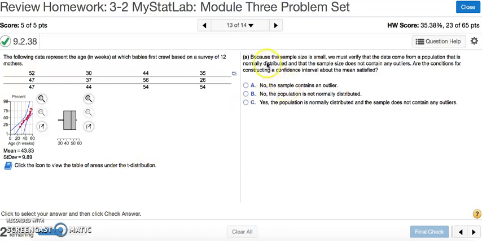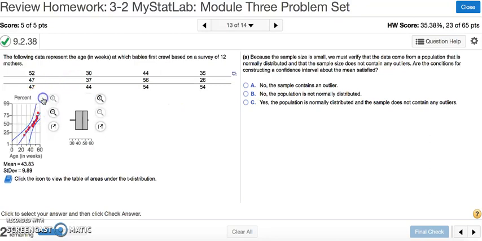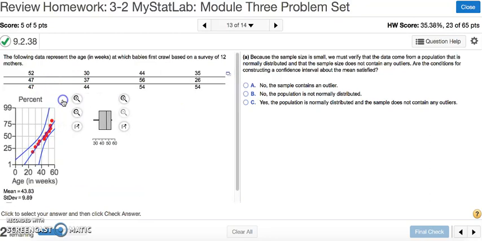So first, let's look at part A. Because the sample size is small, we must verify that the data come from a population that is normally distributed and that the sample does not contain any outliers. Are the conditions for constructing a confidence interval about the mean satisfied? In this case, we're just going to look at these graphs to tell us that, just from an approximate standpoint.